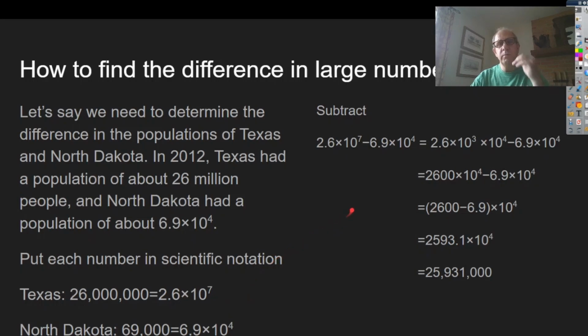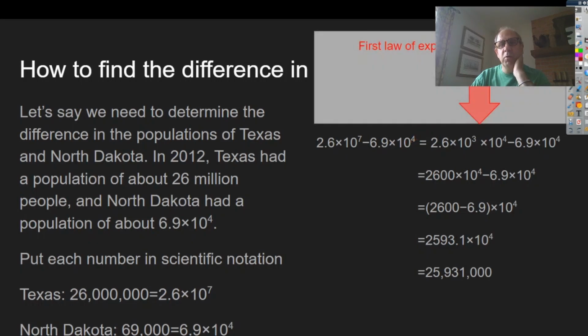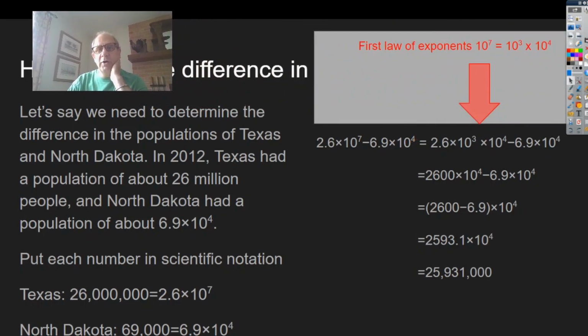I want to subtract them, so I have to have the decimal point in the same place. Now I could write 26 million here and put a 69,000 here and then line up the zeros. It's pretty easy. But we're just going to examine how to do it in scientific notation. So I want the 10 to the power of 7 and 10 to the power of 4 to be the same thing. So I am going to use the first law of exponents and say 10 to the 7th is 10 to the 3rd times 10 to the 4th. And I'm multiplying, so they can be in any order I want.